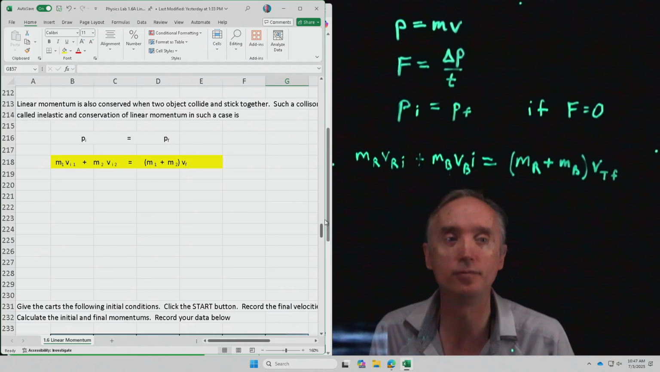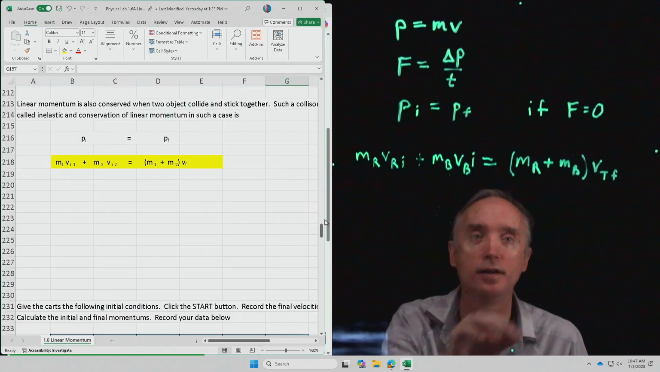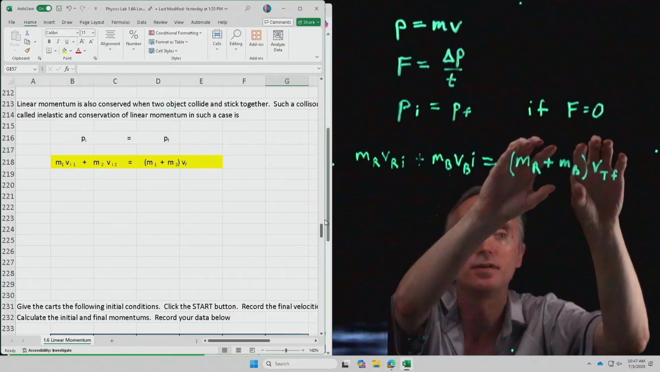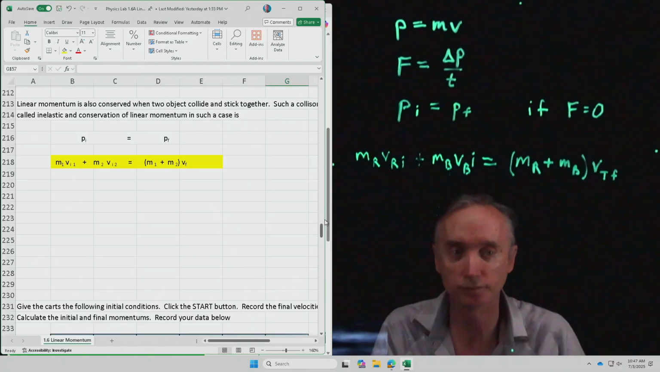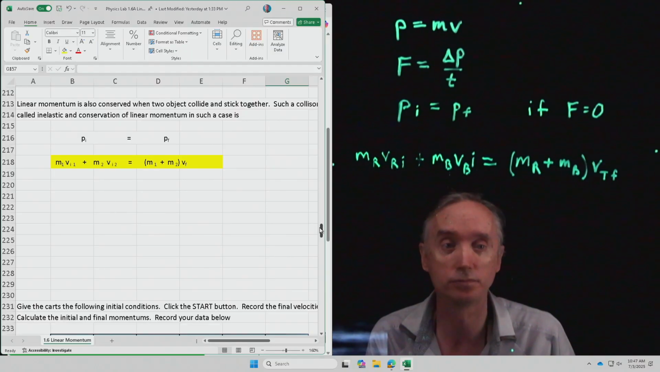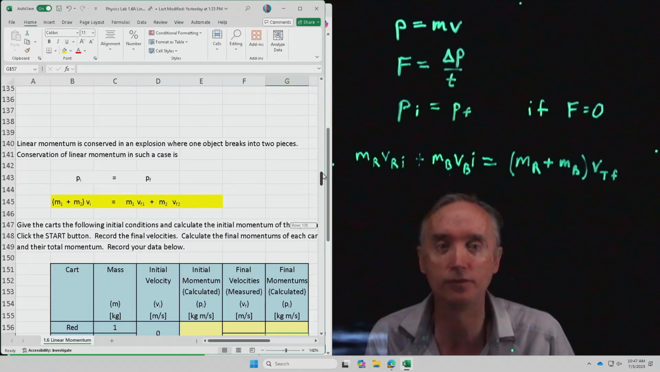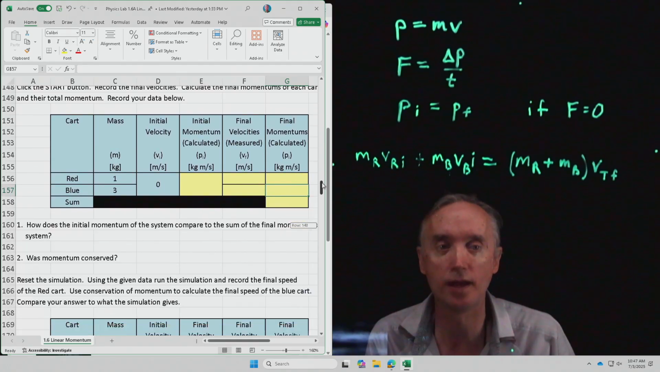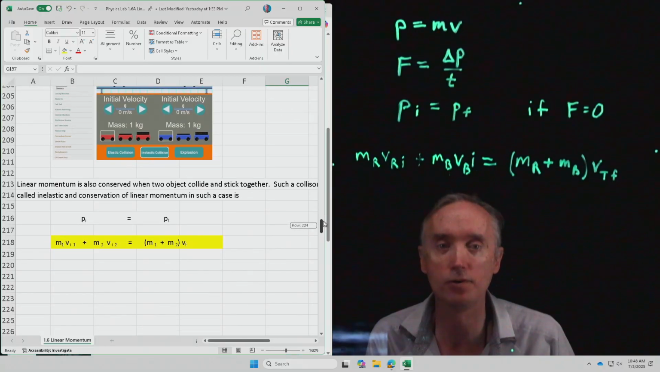Now, does that look kind of familiar? If you look at this equation right here, and then you take this and you move it over to this side, and then you take this and you move it over to this side, it's the same equation that we had for the explosion. So this formula here is the same as that formula up there. It's just flip-flopped. So we're doing a collision, which is kind of the opposite of an explosion.